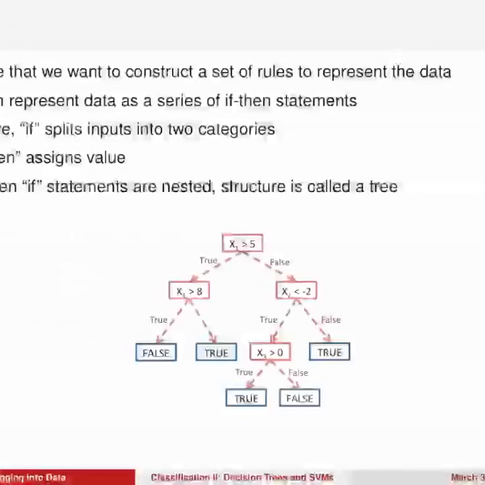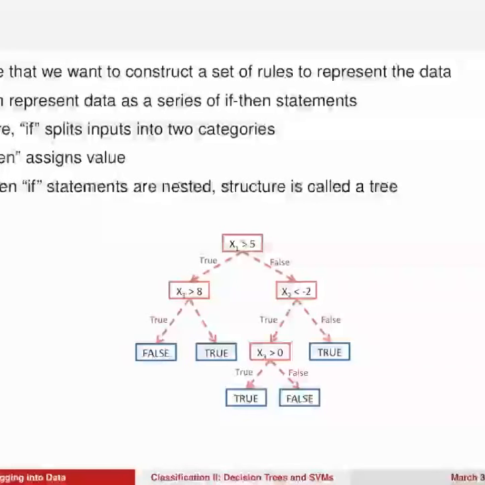Suppose that you want to construct a set of rules to represent the data, and you can represent these rules as a series of if-then statements, which should be familiar to anyone who's done programming. So here, an if splits your data into two sets, one where it's true and one where it's false. And you can represent this series of decisions as a tree. So let's say that you have three features, x1, x2, x3. You can ask a bunch of questions about these features.